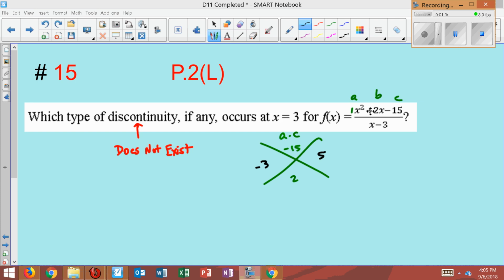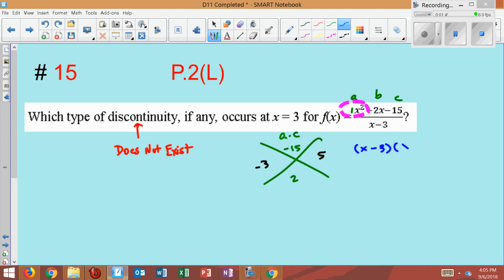So now, since this a is 1, remember what you do is you take this power here and you break the power in half. Since the a is 1, it won't simplify. This is great. So instead of being x squared, it becomes just x. So we have x minus 3 times x plus 5, all over x minus 3.